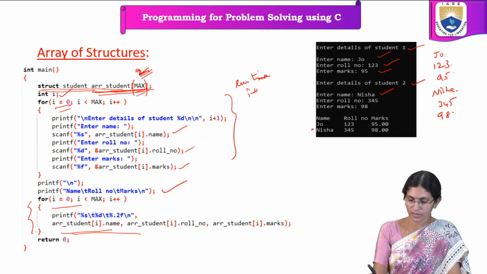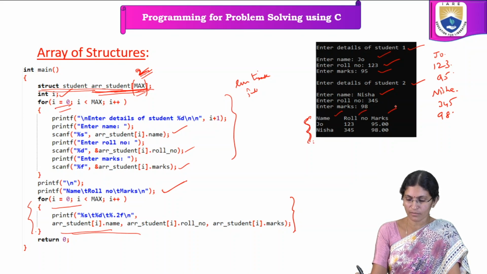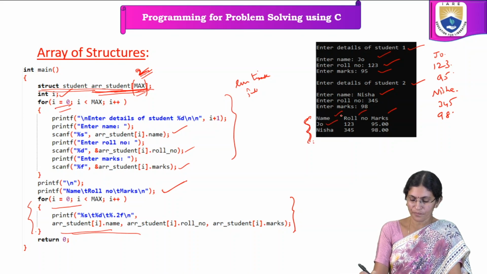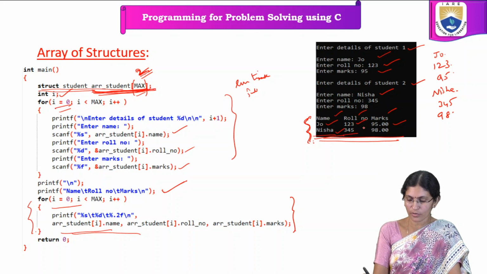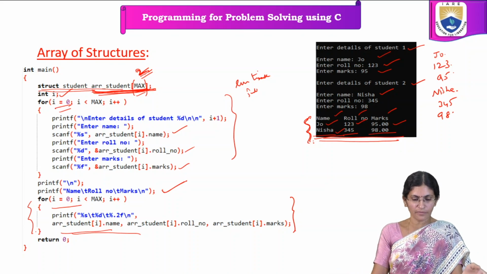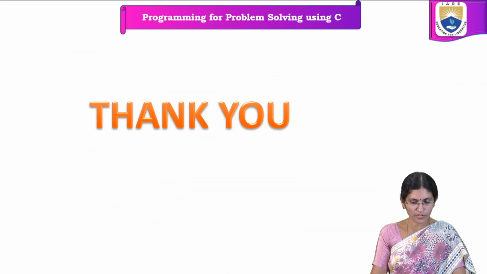Corresponding to this part of the code, this part will display this information, that is name, roll number and marks. The name is Joe, the roll number is 123 and the marks are 95. Then these are the attributes of the second element of this array: Nisha, roll number 345 and marks 98. In this way we can understand the concept of array of structures.